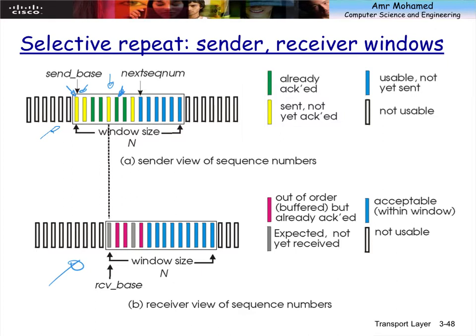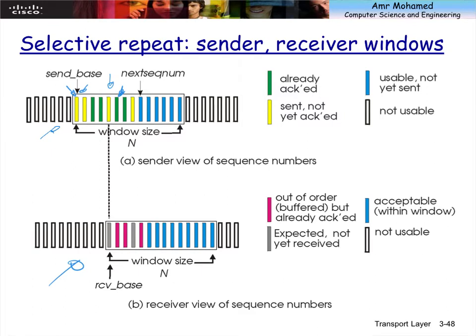Clear? I cannot slide the window. If I slide the window, it means this segment I may never receive any acknowledgement for, and it may never arrive at the receiver, and I keep going. Then everything is corrupted. I cannot do that. When do I slide the window? At the sender side, when all the segments have been acknowledged correctly, because here acknowledgement is not cumulative. Okay? So I cannot slide the window.